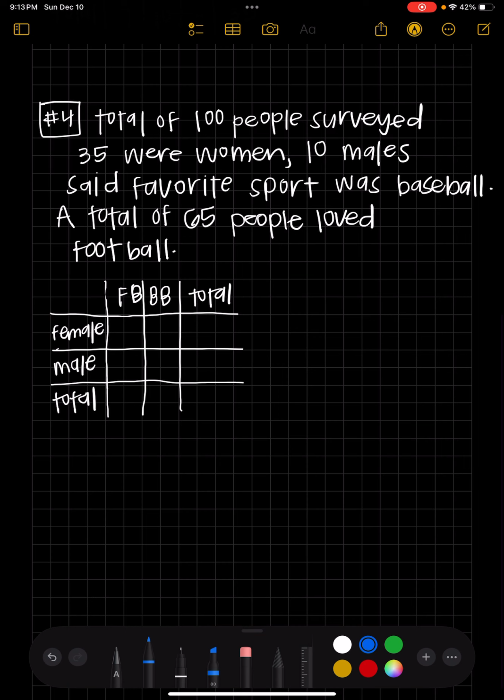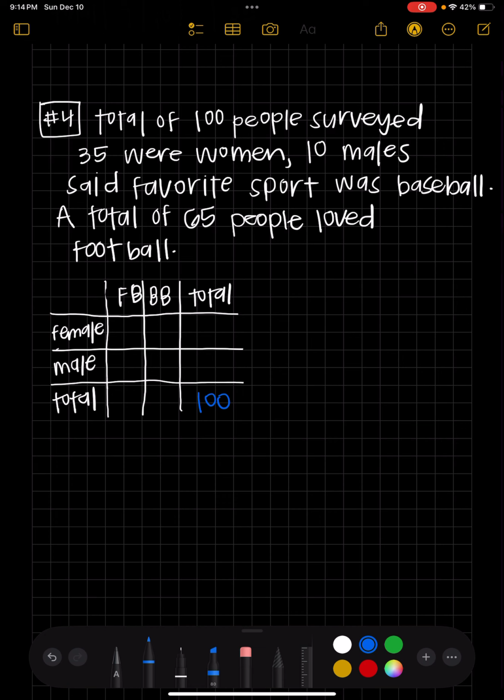It says a survey was conducted to determine the favorite sports of males and females. There were a total of 100 people surveyed, and 35 of them were women. There were also 10 males that said their favorite sport was baseball, and a total of 65 people's favorite sport was football. So let's start with the thing that says that there was a total of 100 people surveyed. Because I know there was a total of 100 people surveyed, that 100 goes in that bottom right corner. That will always be the total amount of people surveyed. So great, that's step 1.